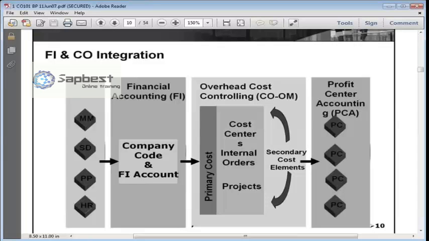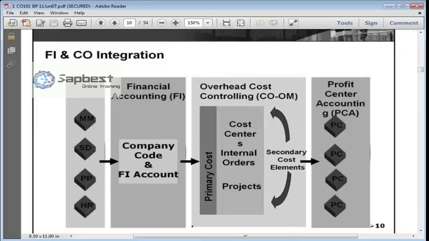So you have your FI. FI uses what's called the primary cost element to make a posting into CO. And whenever you're moving stuff within CO, the system uses secondary cost elements. That means I'm making a posting from CO to CO, from CO to internal orders, from CO to project systems. So moving things around within CO, I use the secondary cost elements. Primary cost elements, secondary cost elements.